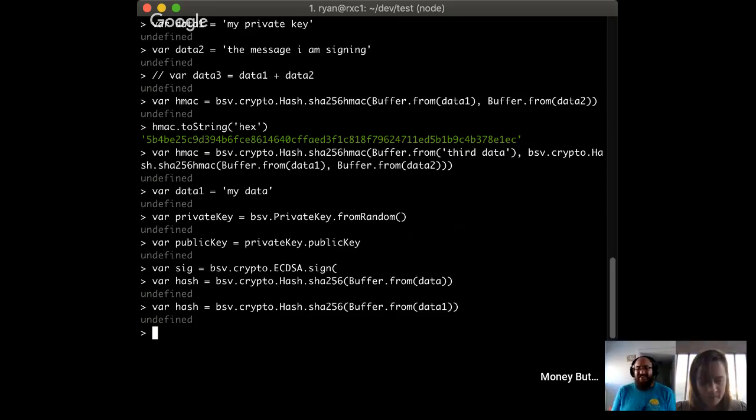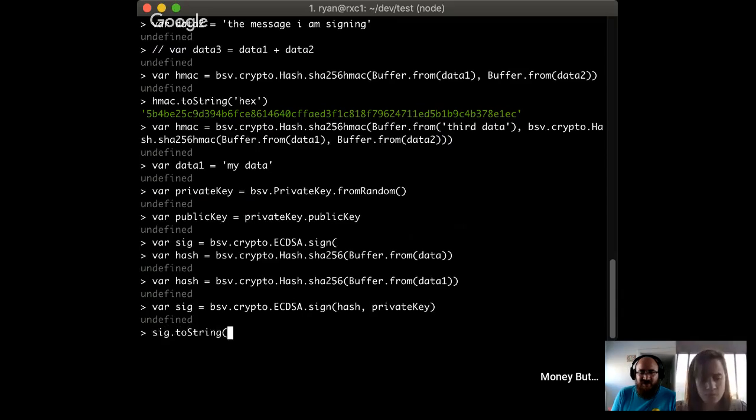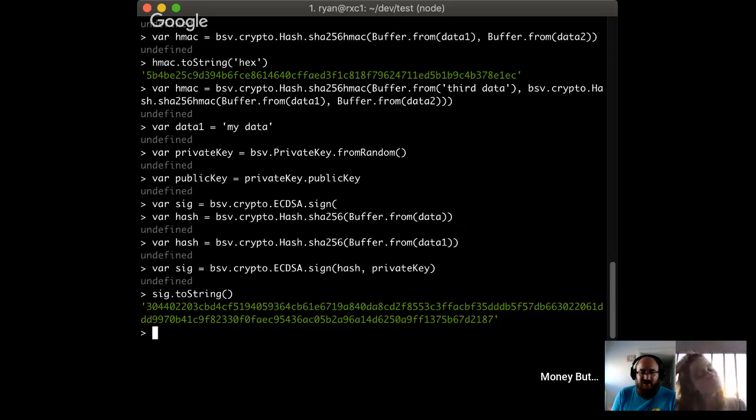Okay, so var sig equals bsv.crypto.ecdsa.sign. Now I type in my hash first, followed by my private key. Now I have a signature. So that's what I do to sign something.